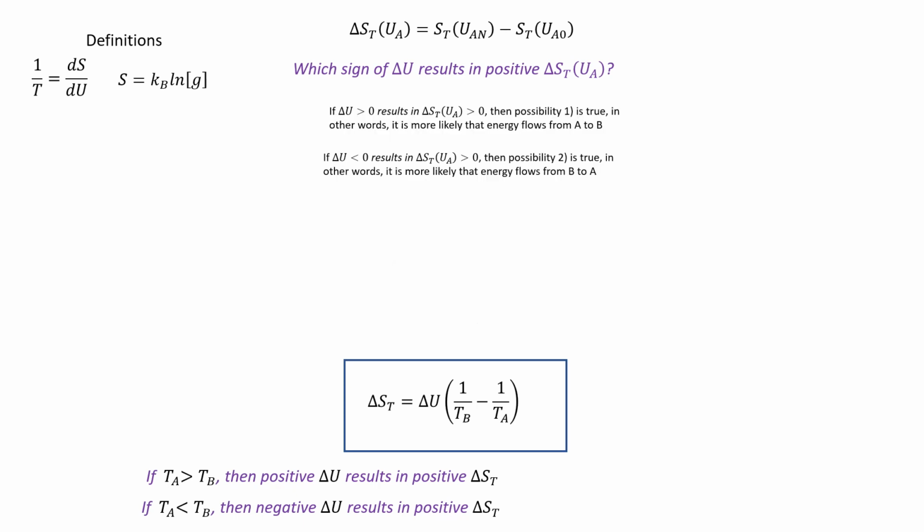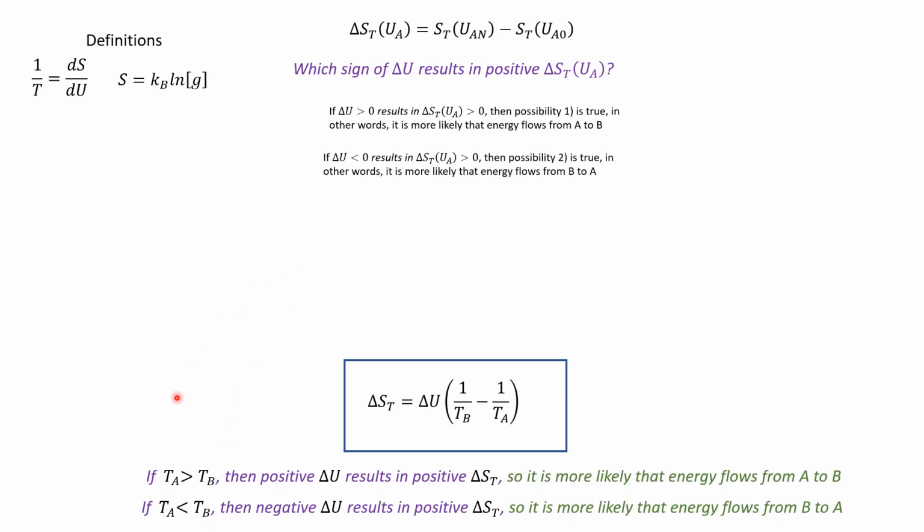Now recall that we had identified that if a positive delta U results in a positive variation of the entropy, that means that it is more likely that energy flows from A to B. And here we have found that a positive delta U results in a positive delta ST if the temperature of system A is higher than the temperature of system B. On the other hand, if a negative delta U results in a positive variation of the entropy, then it is more likely that energy flows from B to A. And here we have found that a negative delta U results in a positive delta ST if the temperature of system A is lower than the temperature of system B.